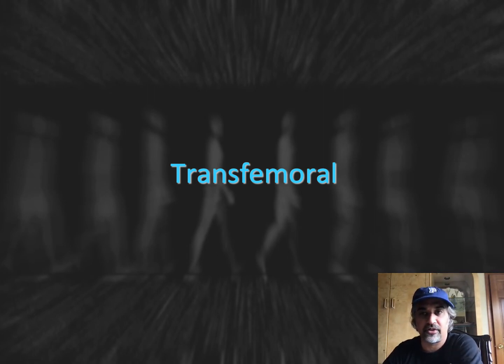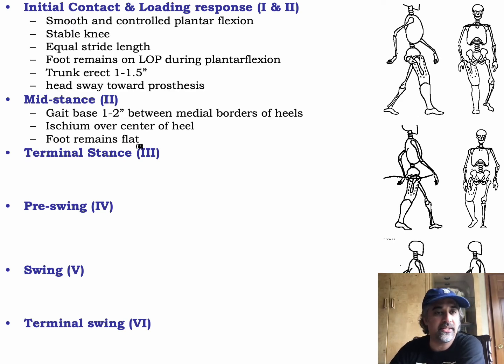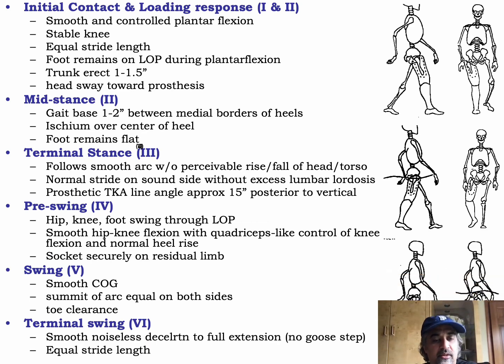We can now move on to transfemoral. Again, we present the gait cycle, and this time it's with the transfemoral amputee. As you can see here, this is a transfemoral prosthesis going all the way up. And this is the sound limb here. So we have initial contact and loading response, then mid stance, then terminal stance, pre-swing, swing, and terminal swing.